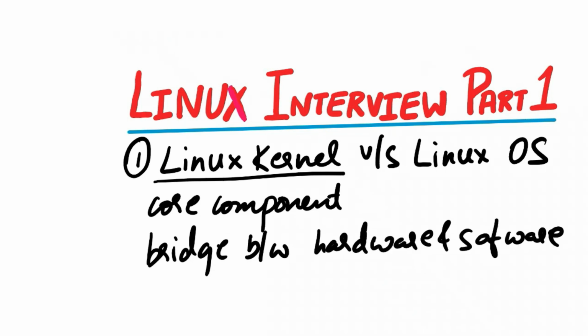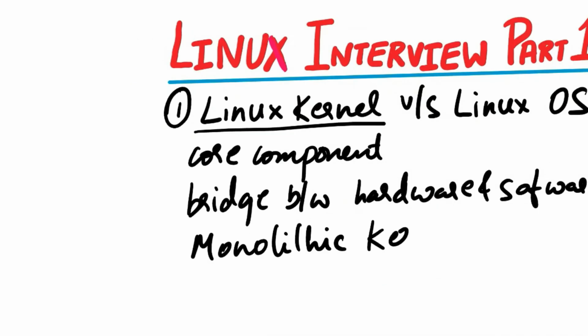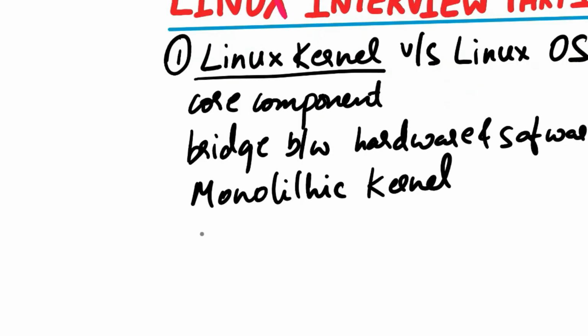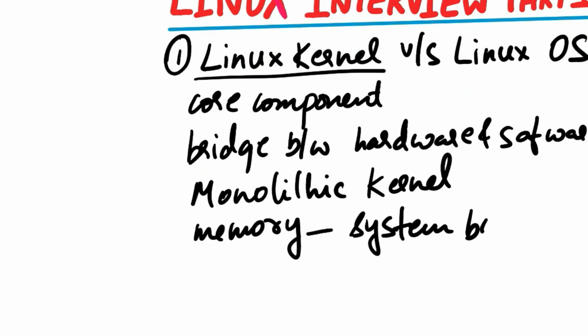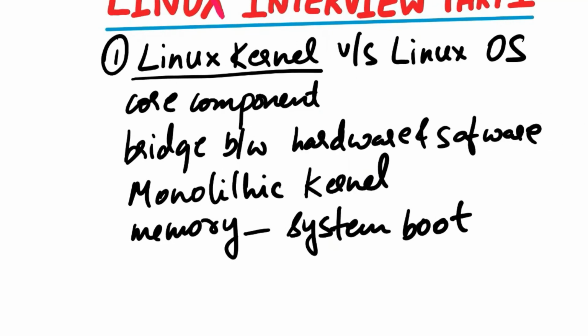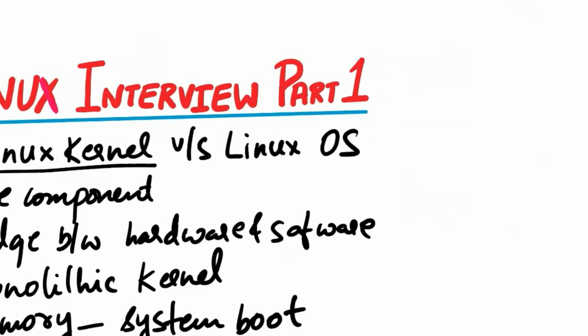It manages the hardware resources such as CPU, memory, storage, and peripheral devices and provides essential services to the higher level software components. It is a monolithic kernel, which means that it contains the core functionalities within a single large piece of software. The kernel is loaded into memory during the system boot process and remains in memory while the system is running. Now let's look at the Linux OS.